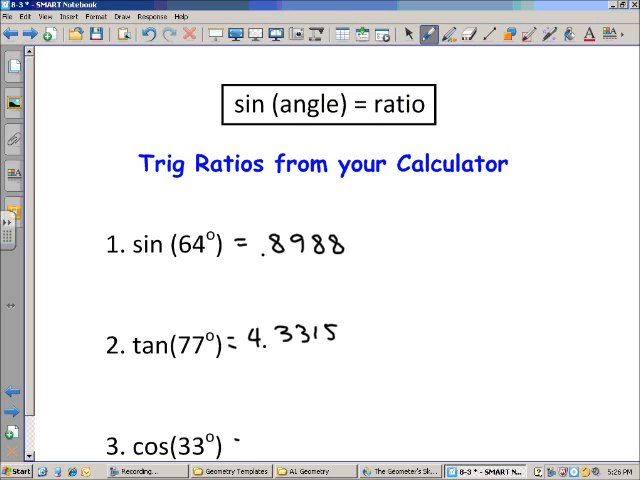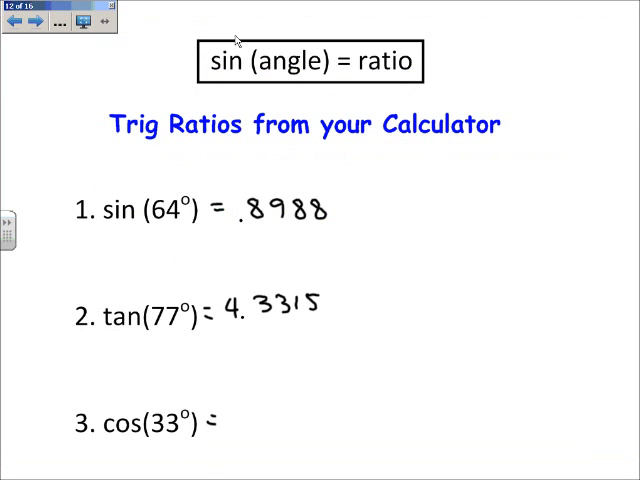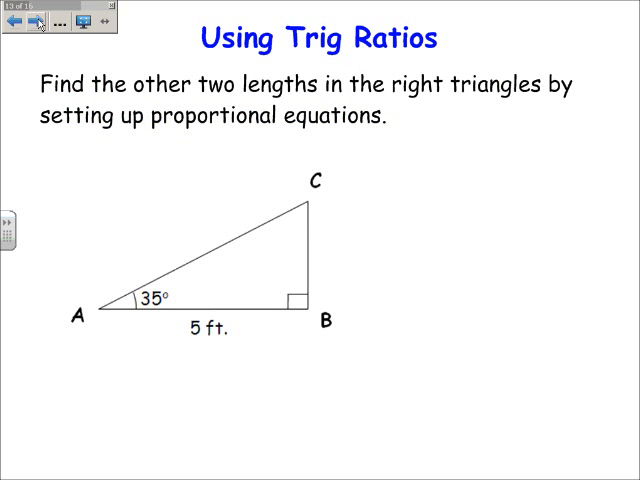4.3315, and the cosine of 33 degrees is 0.8387. Now let me point out that on a graphing calculator, you'll type in the tan, sine, or cosine buttons first, and then type the angle. In most non-graphing calculators, a scientific calculator, you'll type the angle first and then press the sine, tangent, or cosine button.